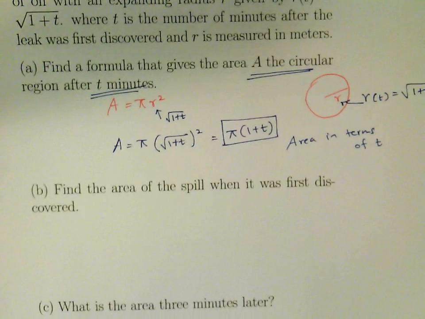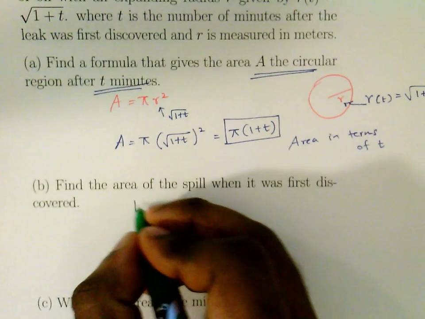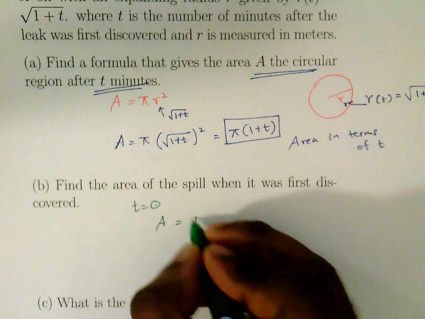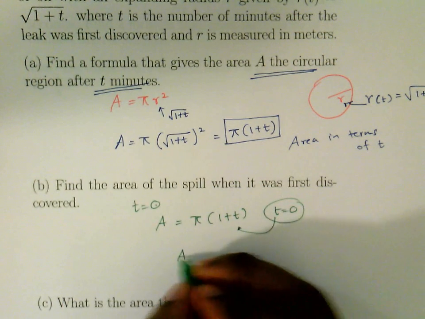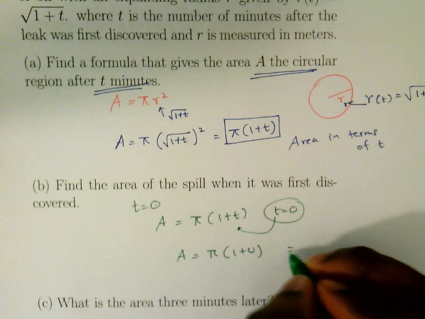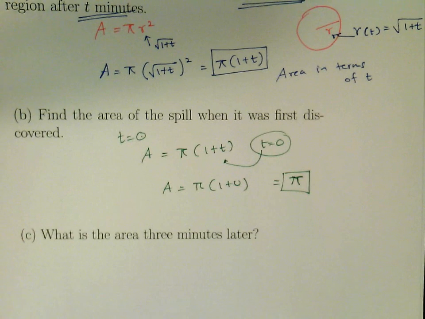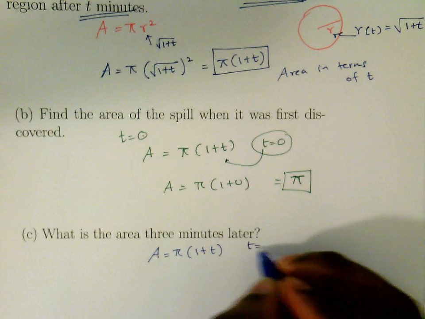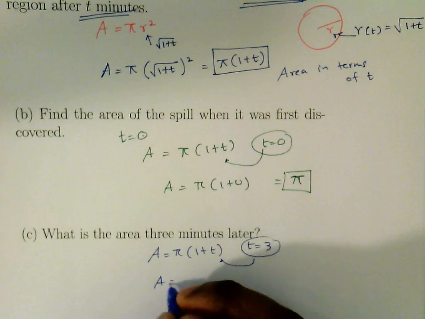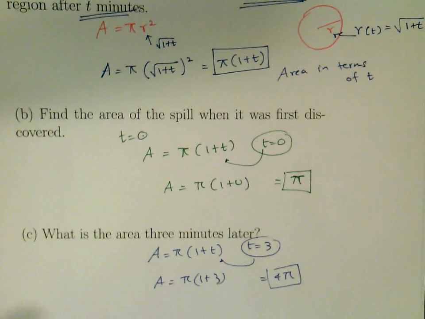Now we can just answer the questions we have next. Find the area of the spill when it was first discovered. Well, that would be t equals 0. So we have the equation A equals pi times 1 plus t, plug in t equals 0. So you get A equals pi times 1 plus 0, which is pi. And what's the area 3 minutes later? So you plug in t equals 3, so you get A equals pi times 1 plus 3, which is 4 pi. So once you find the function in terms of t, everything else is just plugging in numbers.